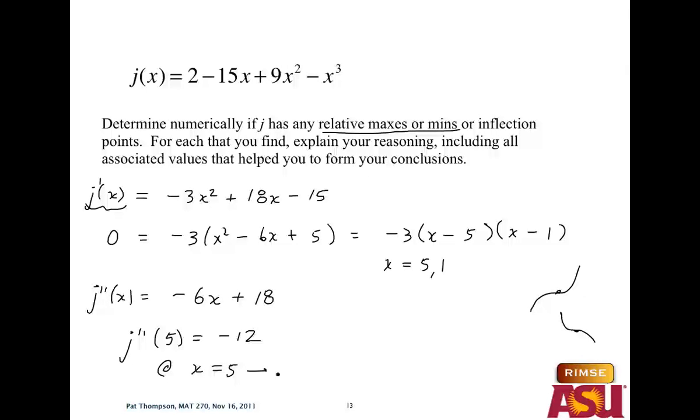Why is it a max, Steve? Because the second derivative is negative. Which would mean? So the rate is decreasing. Right. So this tells us that at x equals 5, we have a pause in the accumulation, and the rate of change is decreasing. So it must be concave down, and therefore at x equals 5 we must have a local max.